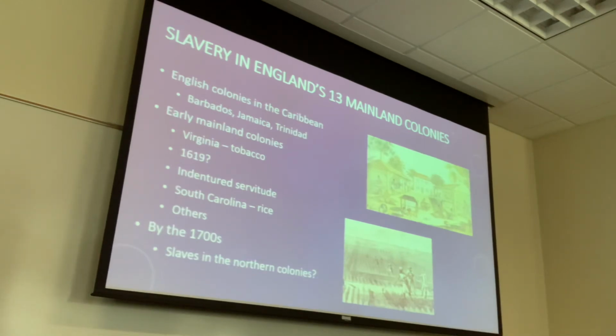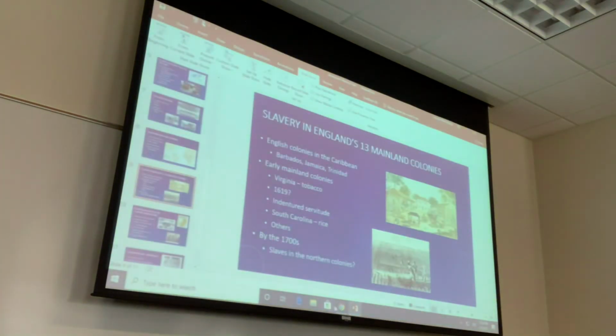Finally, slavery in England's 13 mainland colonies from Georgia on up to Massachusetts. So we're in the 1600s now. By that time, Spain had built this great colonial empire. The Portuguese were colonizing Brazil, but England was a little late for a variety of reasons your book briefly speaks to. But by the 1600s, they had established colonies in the Caribbean at Barbados, Jamaica, and Trinidad, and a couple others.